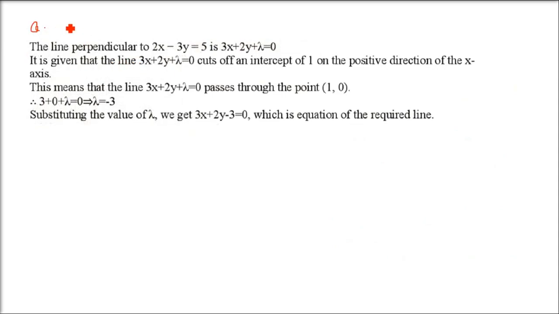This is question number 8. Eighth question is saying find the equation of the straight line perpendicular to 2x minus 3y equals 5 and cutting off an intercept 1 on the positive direction of the x-axis. So same thing is there. So in the positive direction, this is 1 and this is 0. So there is a line, I don't know where it is going, but I know that it is passing through 1, 0. And it is perpendicular to this one.